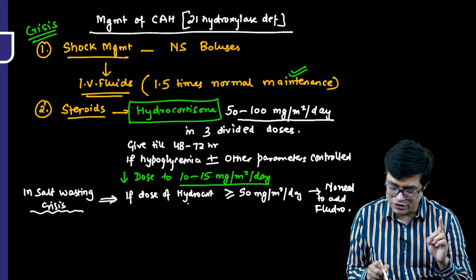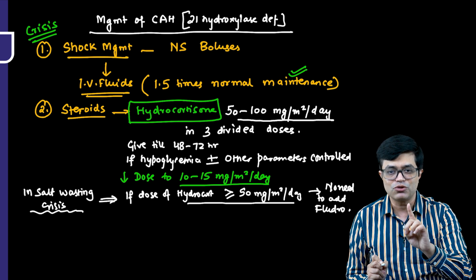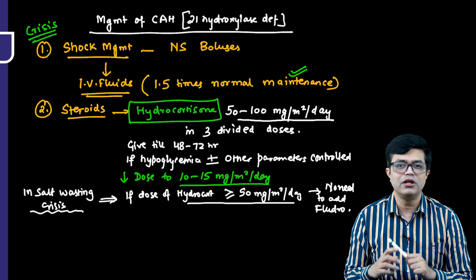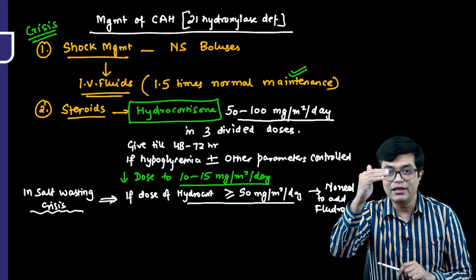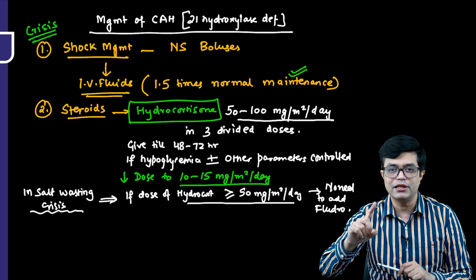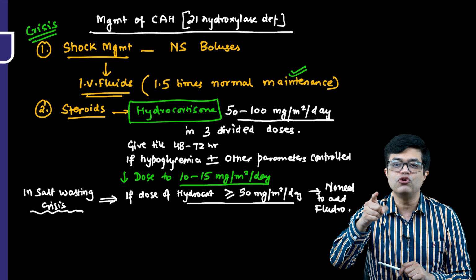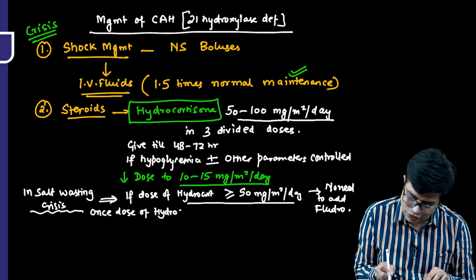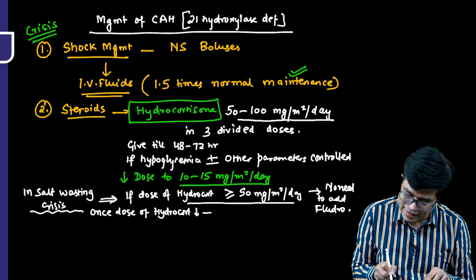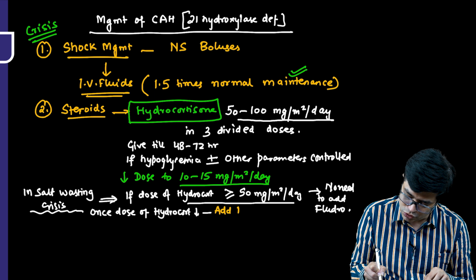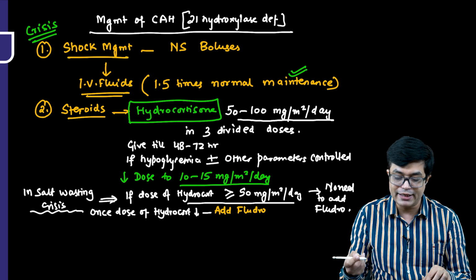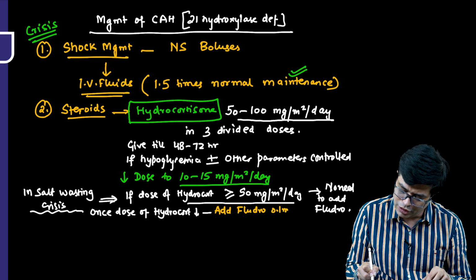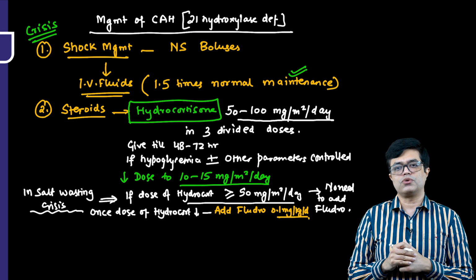So, if the dose of hydrocortisone is equal to or more than 50 milligram per meter square per day, no need to add fludrocortisone. You will wait. Till what time? Till the dose is tapered down. Once the patient is stable, then you will add fludrocortisone. So, once the dose of hydrocortisone is reduced, then you will add fludrocortisone. And what will be the adding dose? You will be starting at a lowest possible dose, 0.1 mg per kg per day. You can increase it up to 0.2 mg per kg per day also.